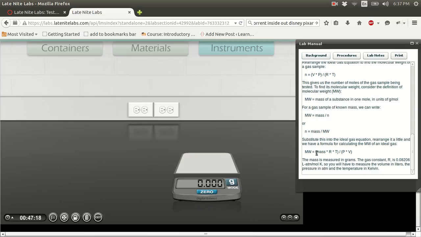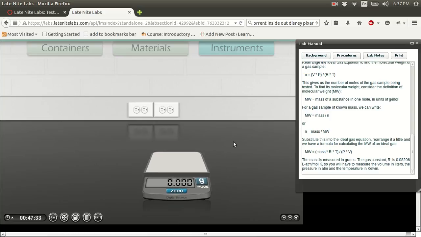So now, you can also calculate the molecular weight using this formula, which is just a fancy all-in-one-pot way of doing this. First calculating the moles, and then finding the mass, and then dividing the mass by the moles. That's the molecular weight. You can also do it all in one go.